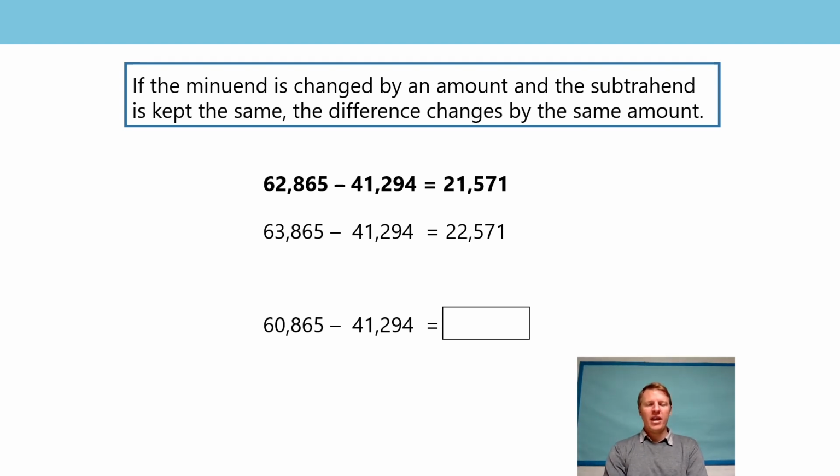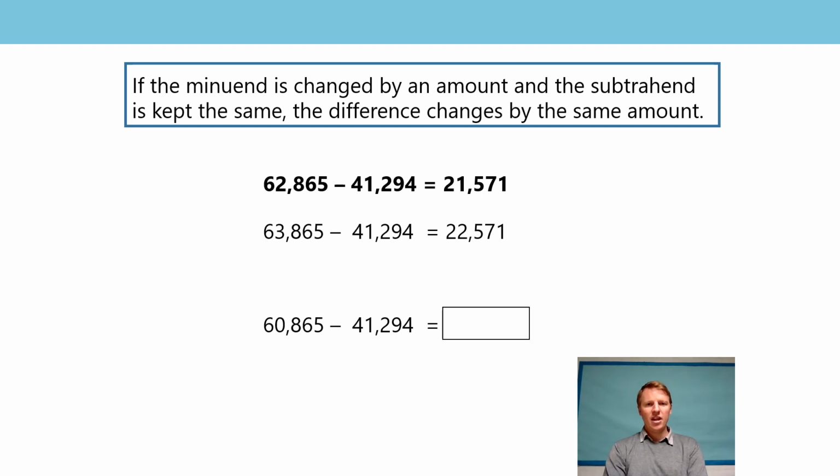Okay, so now we have another calculation. Now I've kept both the calculations that we know on there because actually we can use either for our new calculation. Let's think what's changed. We've got 60,865 subtract 41,294. First thing I notice is the subtrahend is the same again. That must mean the minuend has changed if there's a different difference. Okay, the minuend has changed.